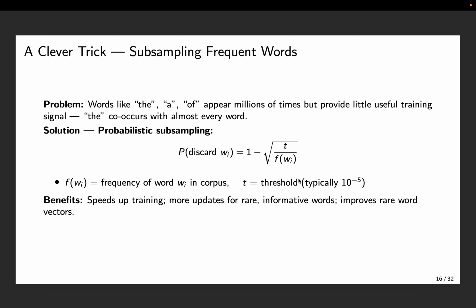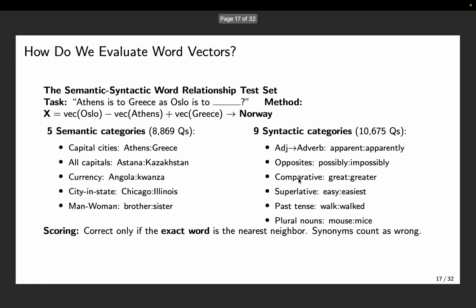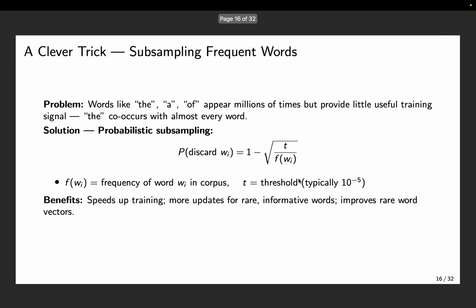So I'll continue from the next slide. Here, another clever trick from the paper was upsampling frequent words. Think about the word "the". It appears in almost every sentence, and if we train on all occurrences of "the", we are doing an enormous number of updates for a word that doesn't really tell us much. Knowing that "the" appears near "king" doesn't tell us much about "king", because "the" appears near everything.